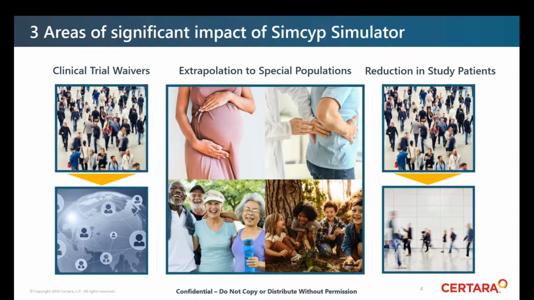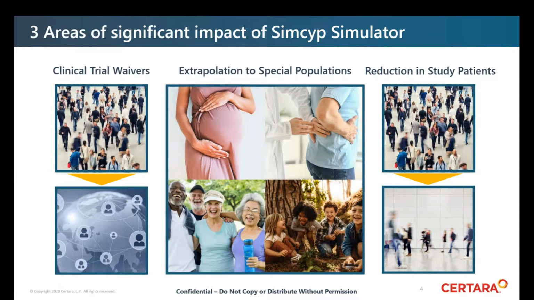In general, there are three areas of impact under which PBPK applications fall. One is to apply the PBPK modeling approach to obtain waivers to not have to do clinical trials. And many of these are affiliated with drug-drug interaction studies.